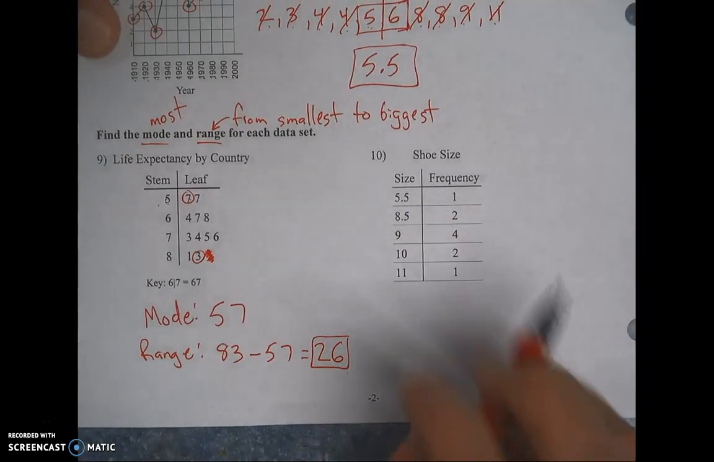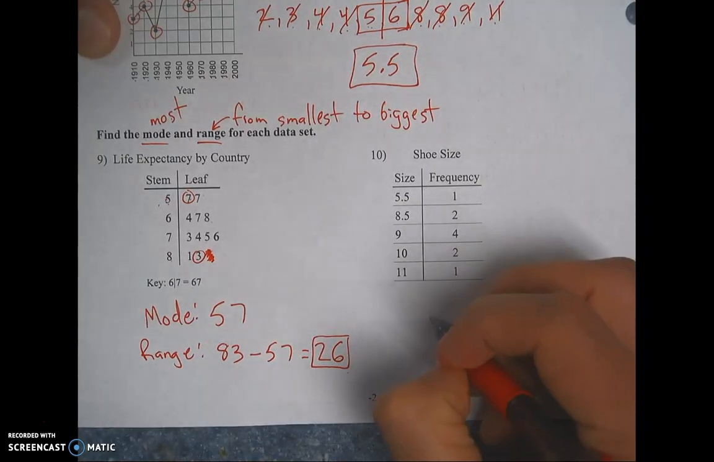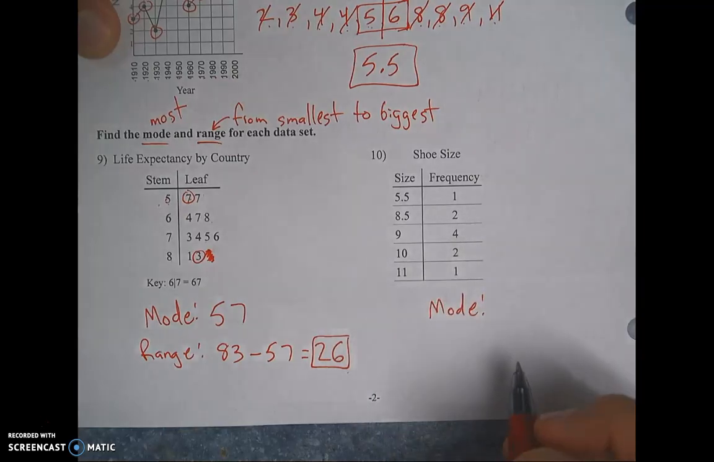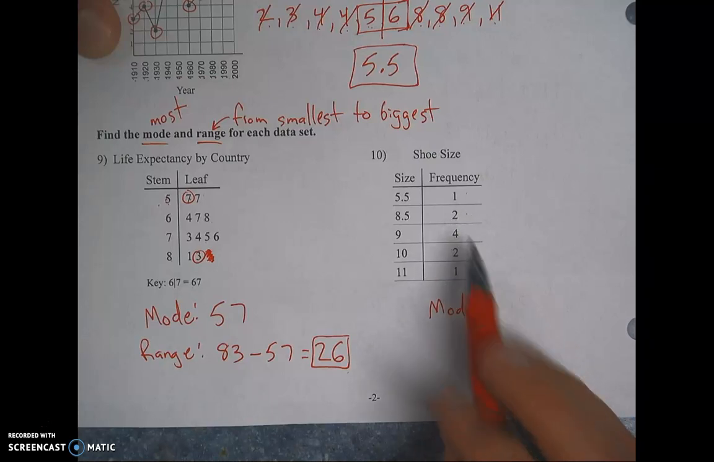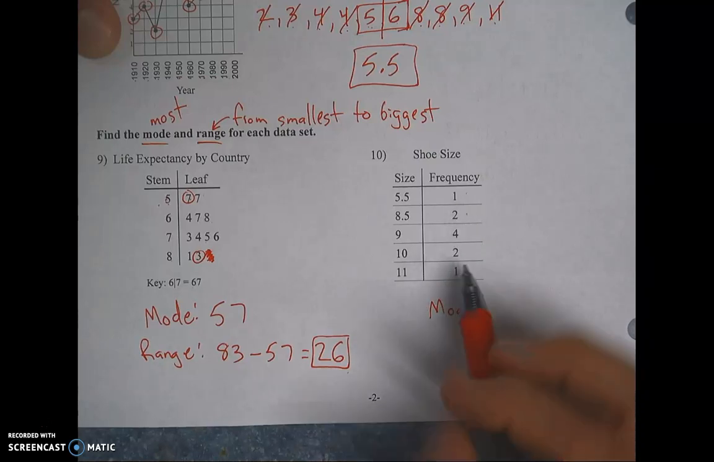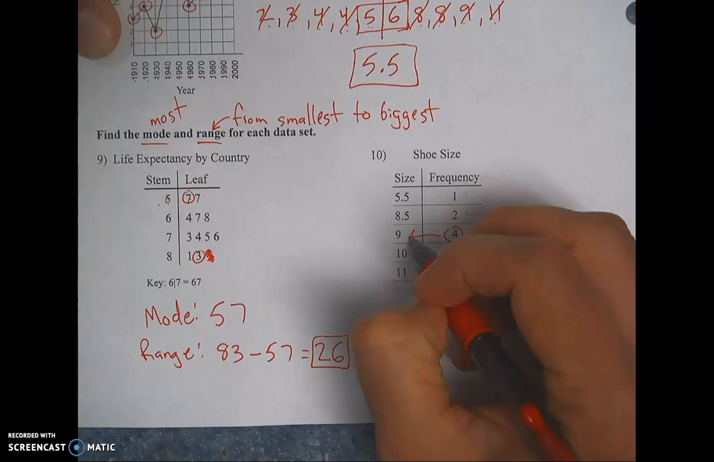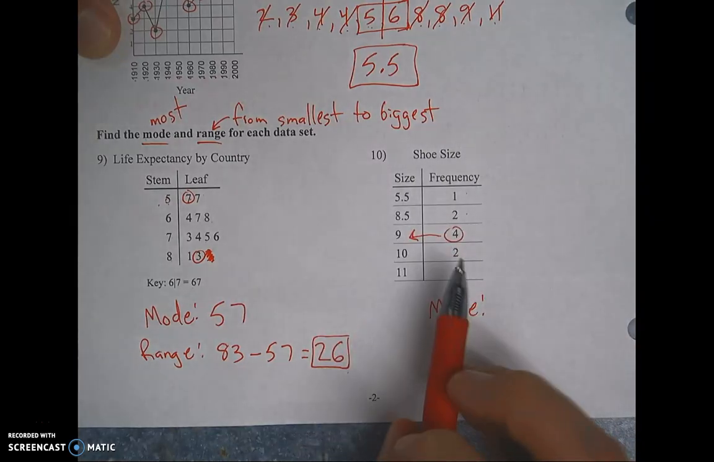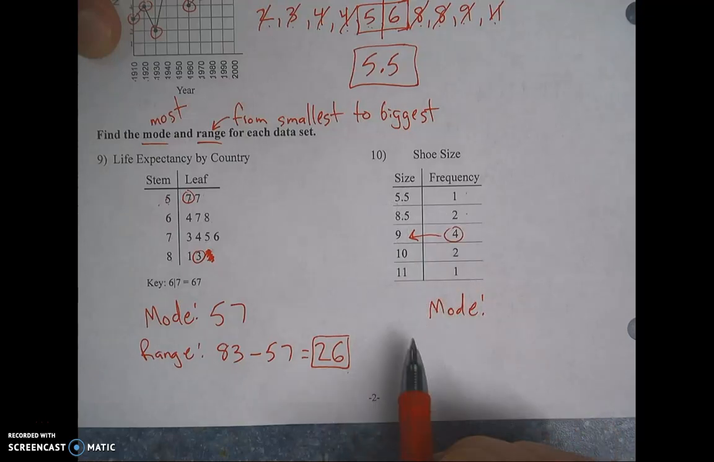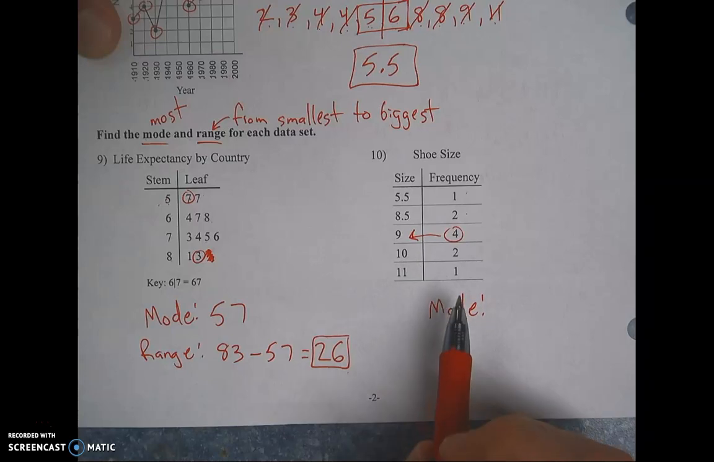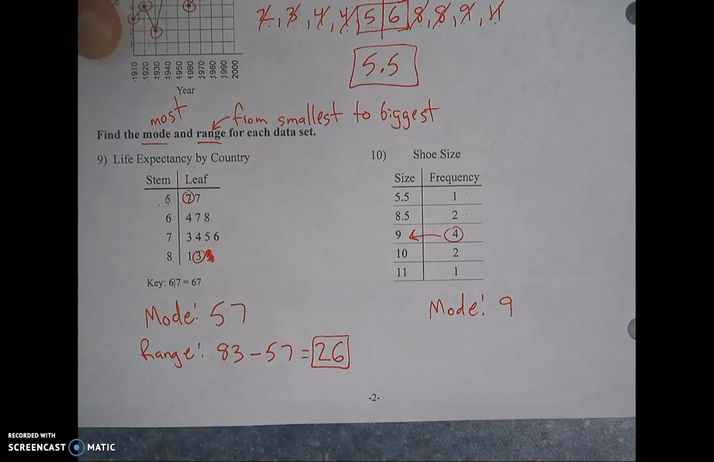So let's do it for number 10 now with the frequency chart. Remember, the frequency chart tells you how many times something happens. So when you're looking for the mode, I want to know which one happens the most. Well, the frequency is telling me how many times it happens. So if it happened 4 times and all the other times were 2 and 1, then this represents the mode. Now, not the number 4, it's the number 9. These are different people's shoe sizes. So 4 people had a shoe size of 9, where only 1 had a 5.5, and 1 had an 11, and 2 had a 10. So what happens the most is a shoe size of 9. Okay, so 9 is the mode.